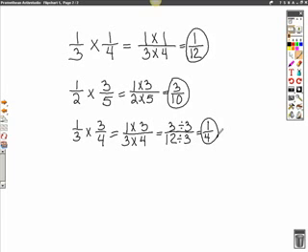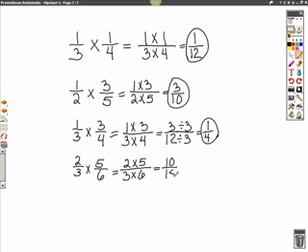Let's try one more. 2/3 times 5/6. Once again, you want to rewrite your original problem, taking your numerators and putting them on top. 2 times 5, draw your fraction bar, and 3 times 6. Now we know that 2 times 5 is equal to 10, and 3 times 6 is equal to 18.